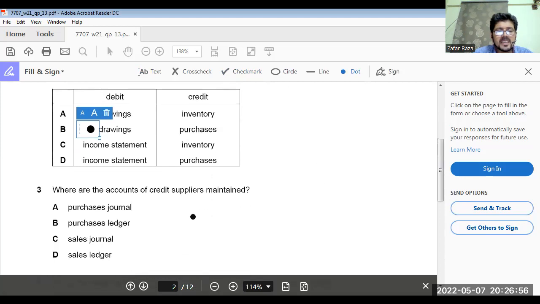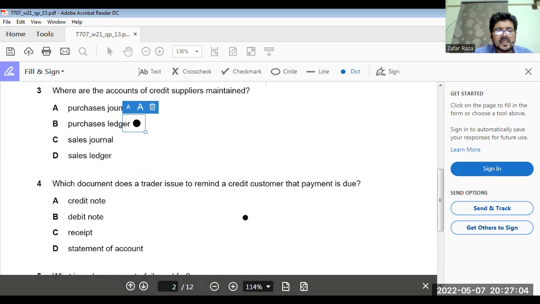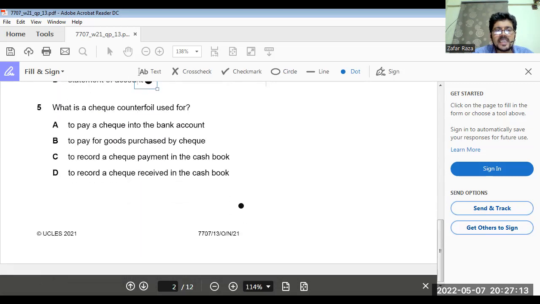Now, number 3. Where are the accounts of credit suppliers maintained? Obviously, purchase ledger. Which document does a trader issue to remind a credit customer that payment is due? Statement of account. Very easy. What is a check counterfoil used for? To record a check payment in the cash book. It's a record of check payment. What are the payments we are making through the bank account?